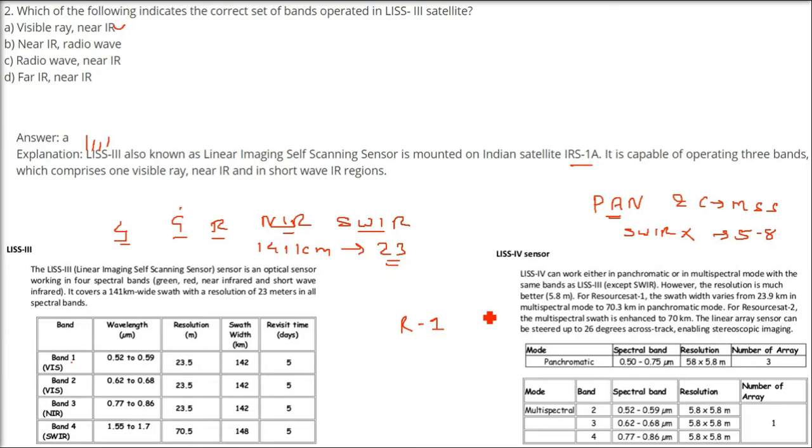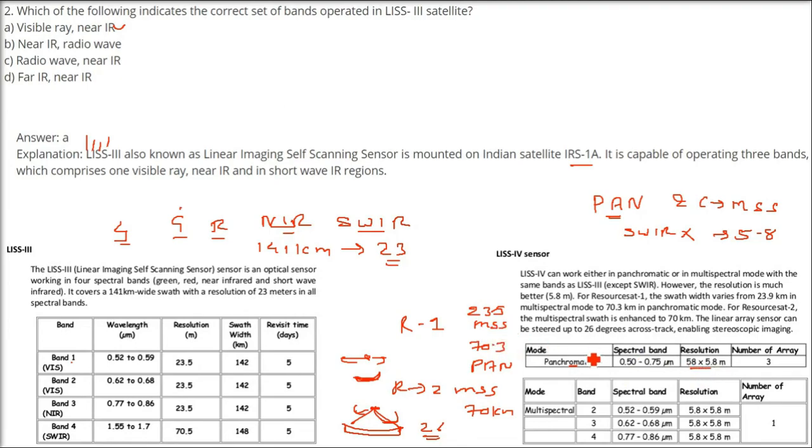And in Resourcesat, the swath was 23.9 in multispectral mode, and in panchromatic mode this swath is 70.3. That is the whole area it can see, it can cover. And in Resourcesat-2, the multispectral swath is enhanced to 70 kilometers. So if a satellite is there, the range it can see at one time is this swath. We have this linear array sensor. This can also be steered, it can be moved like we steer a car. We have a steering like this, 26 degrees across track, not along track. And this also enables stereoscopic imaging. The panchromatic resolution is 5.8 meter.